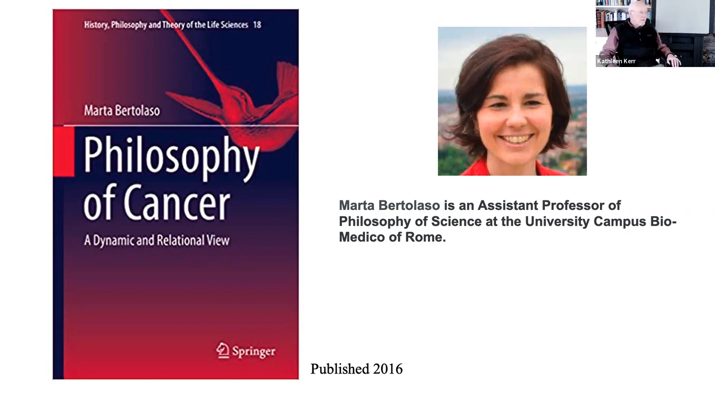And I stumbled across her book. And I thought, well, philosophy of cancer. Now, what the heck is this all about? But then you can see as a subtitle, a dynamic and relational view. And this is what's had the huge impact on my enthusiasm about the acceptance of Bowen theory sooner or later, rather than later.